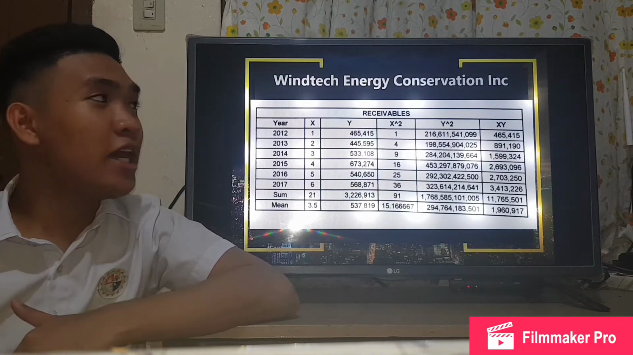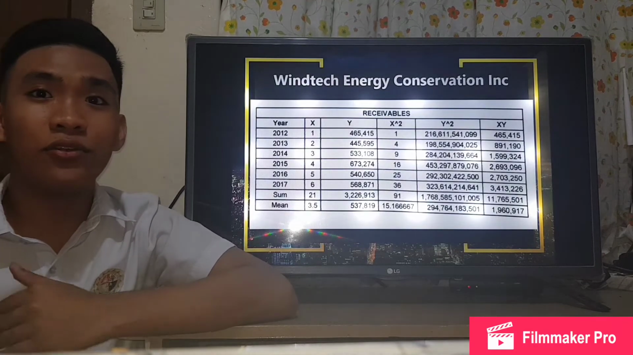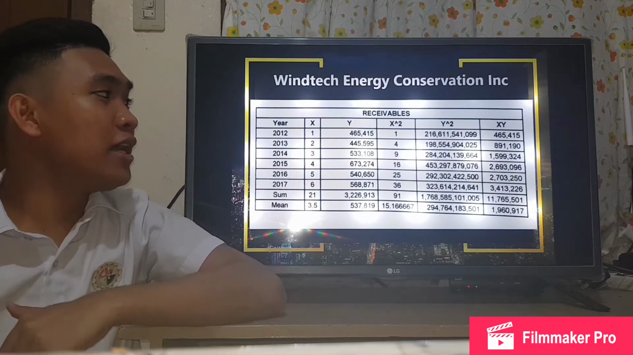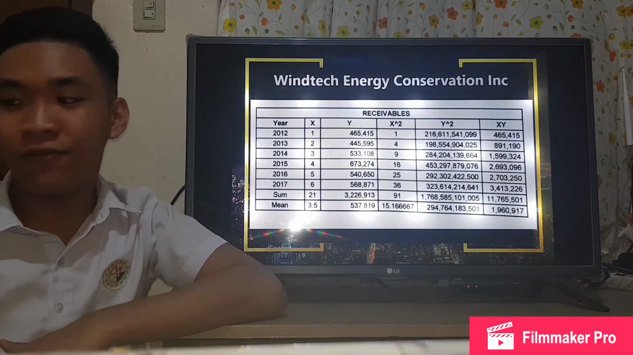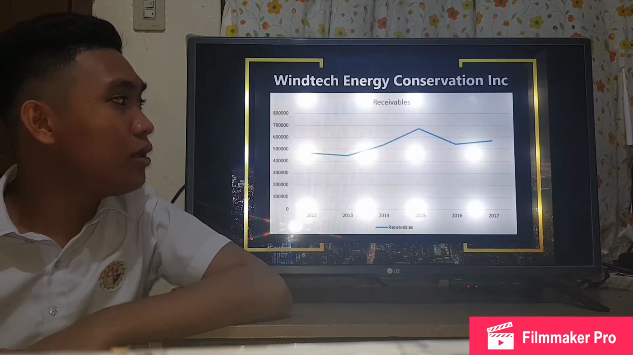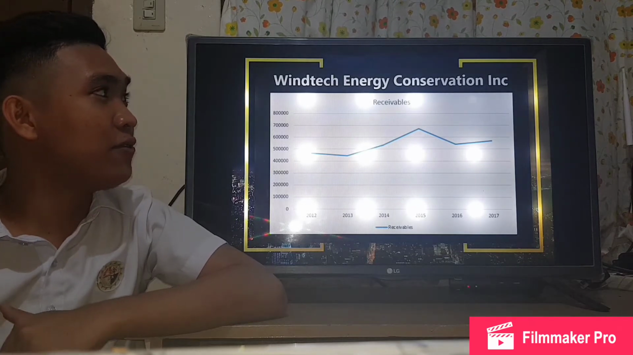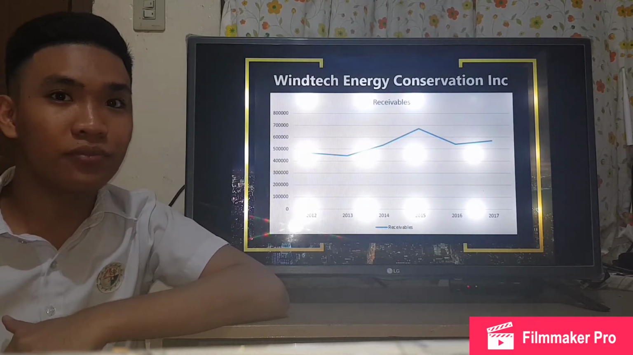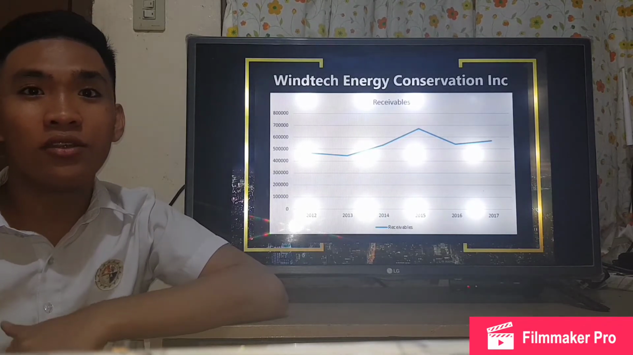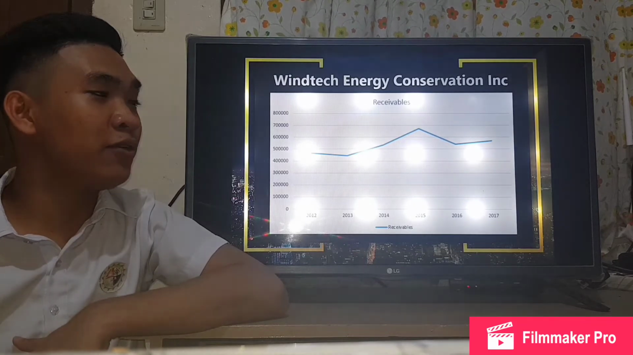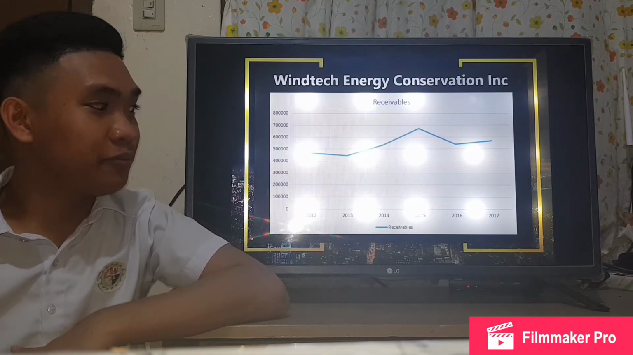So, to illustrate, here is the regression of receivables of Wintech Energy Conservation Incorporated. Using the formula given earlier, they came up with the following data. And if we put this in a graph, it would look like this. As you can see, the trend is mostly upward for the receivables of Wintech Energy Conservation Incorporated. To further analyze this, we should establish the relationship of this trend line with other trend lines depending on the factors that we are trying to interpret.